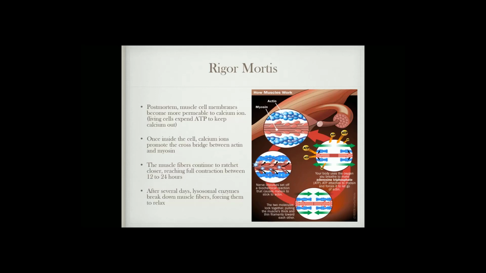Full rigidity is reached between 12 and 24 hours. After about a day of this, the cells start to break down completely. Lysosomal enzymes are released and begin breaking down the actin and myosin fibers, causing the rigidity to eventually disappear, as the muscle essentially returns to a relaxed, although decomposing, state.